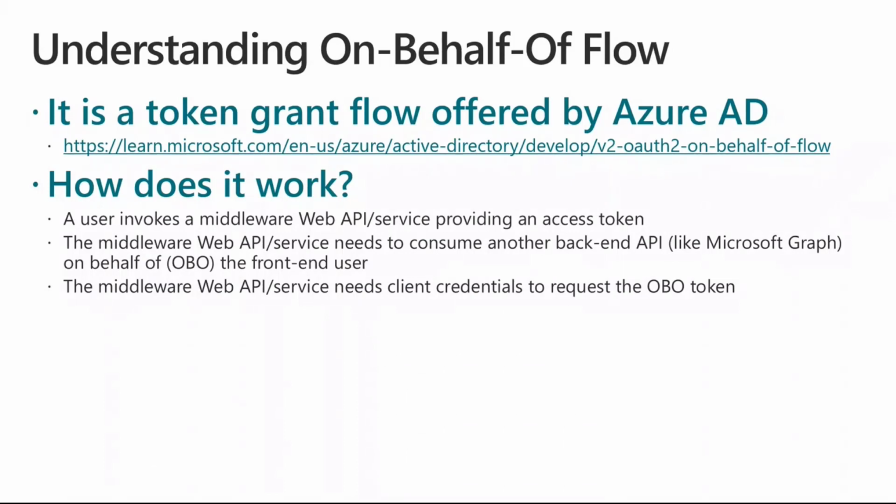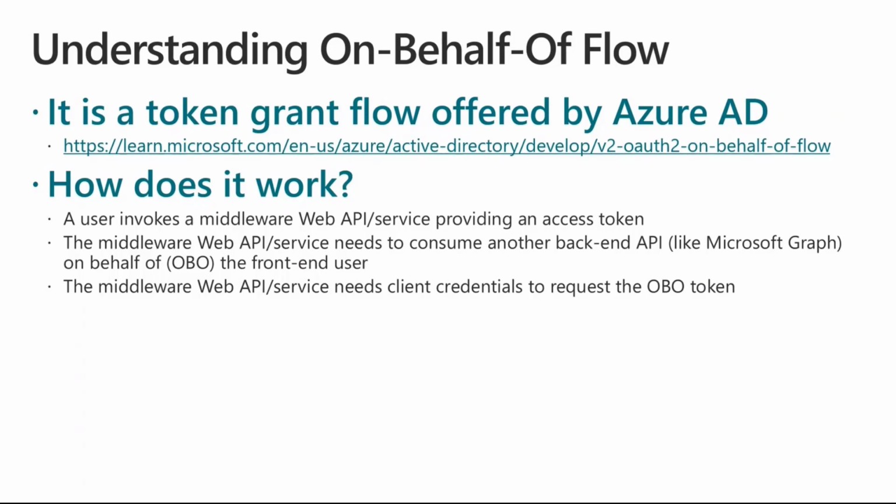So the idea of the on-behalf flow is just to have yet another option, yet another mode to get an access token in order to consume a backend API through Azure Active Directory when we are using a middleware and we want to consume from that middleware a backend API.